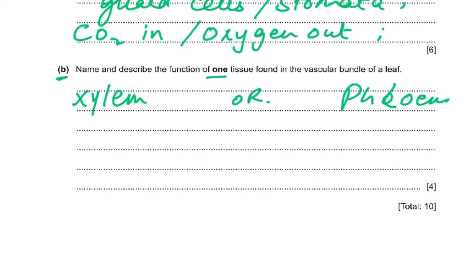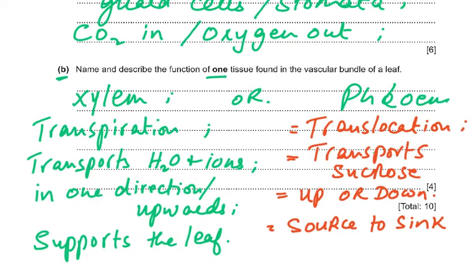If you talk of the phloem, then in translocation it transports sucrose and amino acids. It can be up or down, and it is source to sink. So you could have given me either the xylem or the phloem, and these are the points. I was just doing a June 23 paper, and the same things have come in that as well. So these are very common topics that are going to come in all these papers. So phloem: translocation, transports sucrose or amino acids, up or down, source to sink. Xylem: transpiration, transports water and ions in one direction only, upwards, and supports the leaf.